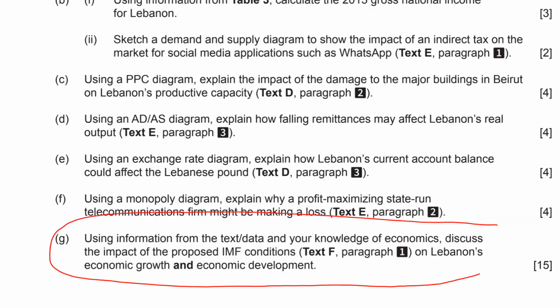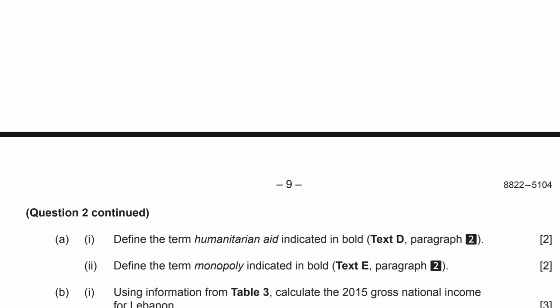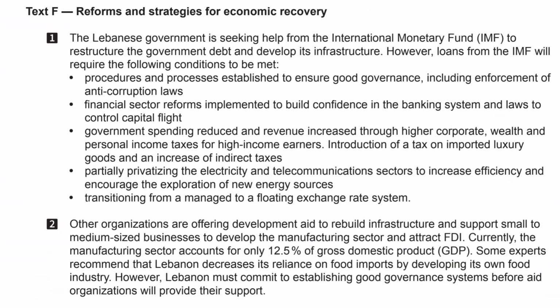Last, we've got part G, which is always the big one at the end. It's worth 15 marks, as you can see. So definitely we don't want to mess this one up. Using information from the text/data and your knowledge of economics, discuss the impact of the proposed IMF conditions, text F paragraph 1, on Lebanon's economic growth and economic development. Okay, so let's look at text F paragraph 1.